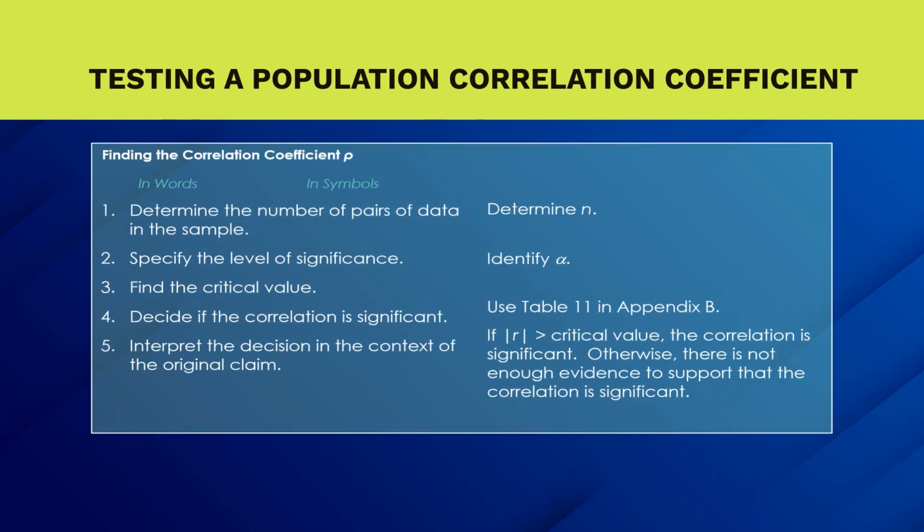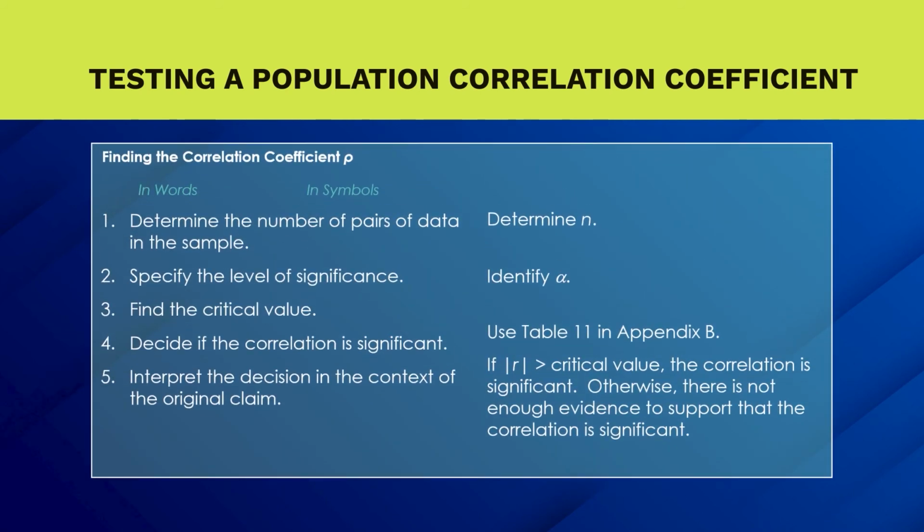0.811. So finding the correlation coefficient in words: determine the number of pairs of data in the sample, with symbol n. Specify the level of significance, identified as alpha, then find the critical values using Table 11 in Appendix B. So if r is greater than the critical value, the correlation is significant, otherwise there is not enough evidence to support that the correlation is significant. So decide whether the correlation is significant, and interpret the decision in the context of the original claim.